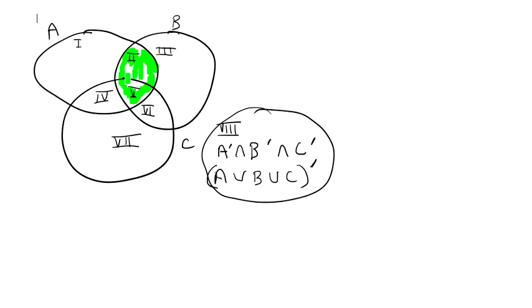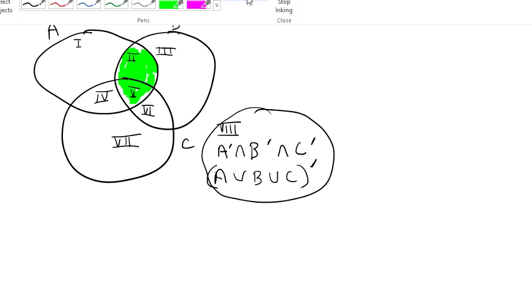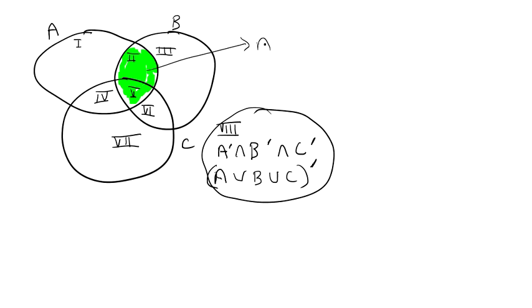If I wanted to color a space in, like this one here, how do we denote this space? Well, that space in green, I'm sure you'll recognize, is A intersect B, A and B. Now, if I didn't want any part of C in this, I would have to further qualify this and say, and not C.